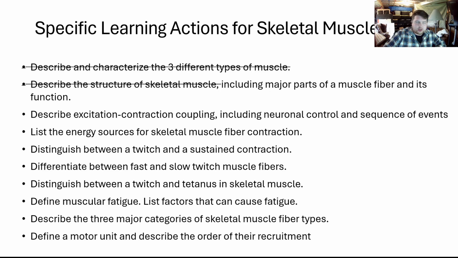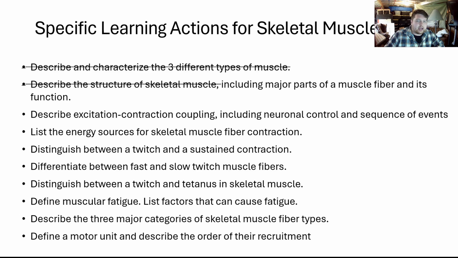Welcome to part 2 of week 2, still phase 1. This next video we're going to be just focusing on bullet point number 3: describe the excitation contraction coupling, including neuronal control and sequence of events. The other part of bullet point 2, those major parts of the muscle fiber and their function, we're going to cover in the next video.